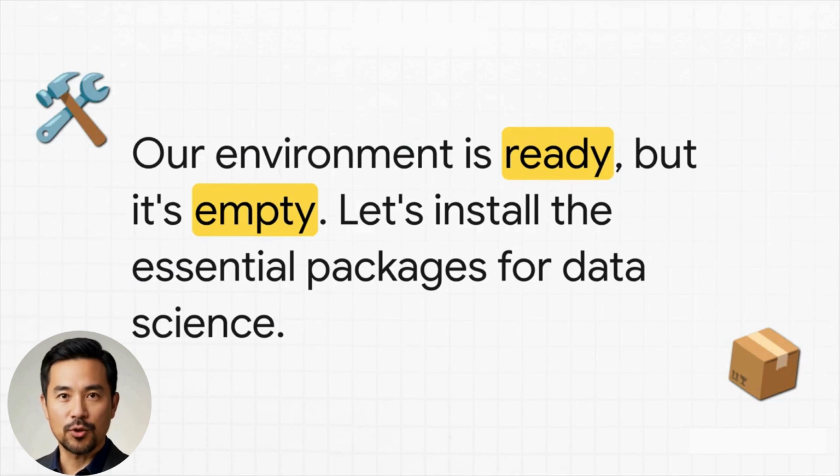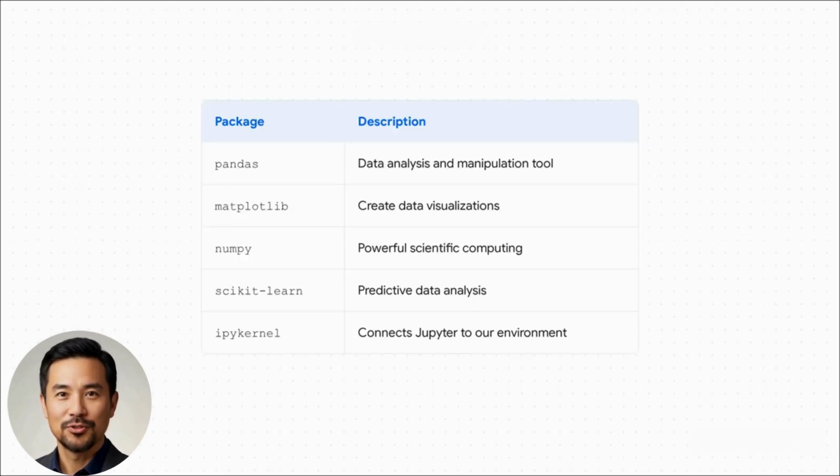All right, our toolbox is built, but it's empty. And an empty toolbox isn't going to help us much, is it? So let's stock this thing with the essential power tools for data science. Here's our starting lineup, the 5 essentials. We've got Pandas for grabbing and cleaning up data, Matplotlib for making all our cool charts and graphs, and NumPy for super fast math operations. Of course, the heart of our work will use scikit-learn. That's for the actual machine learning models. And last but not least, IPyKernel. That's the critical piece that lets our Jupyter Notebook talk to this new environment we just made.